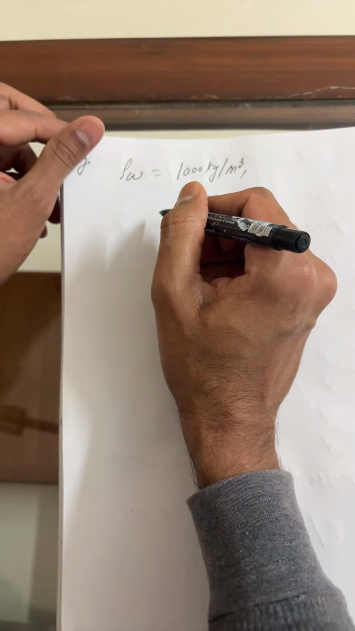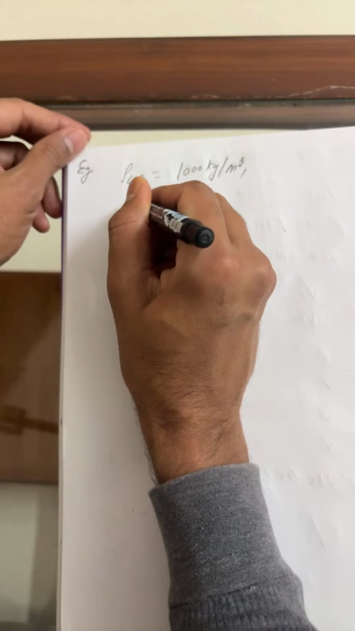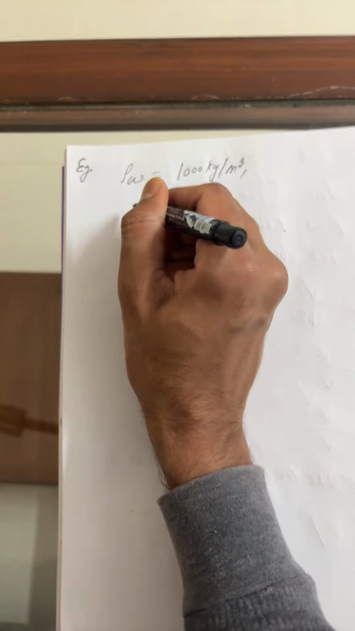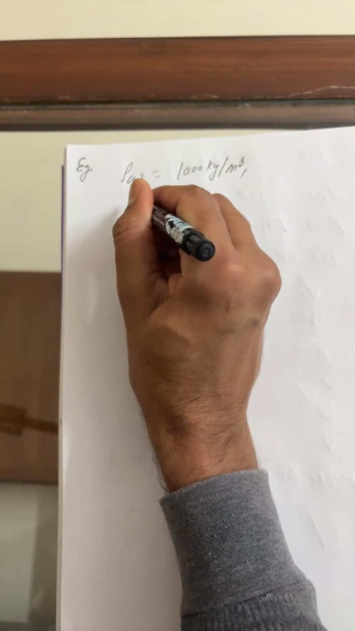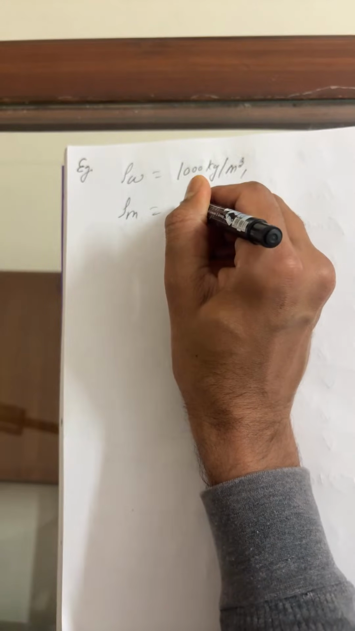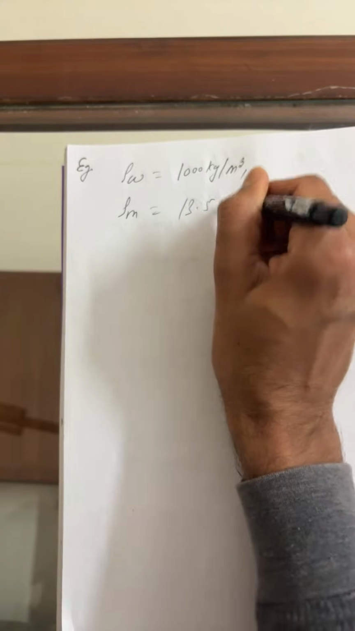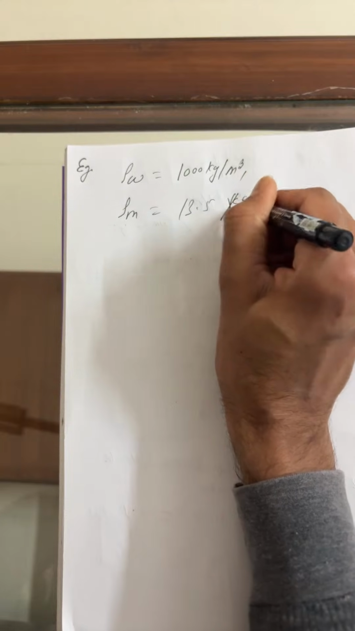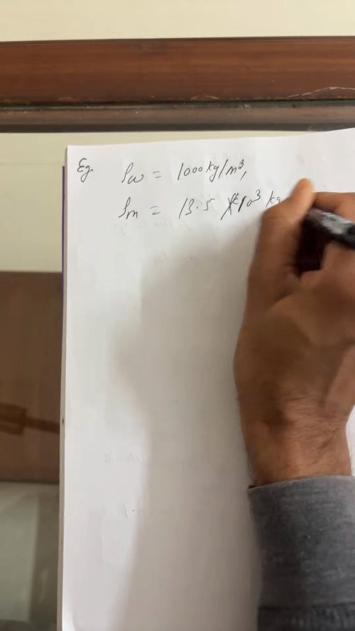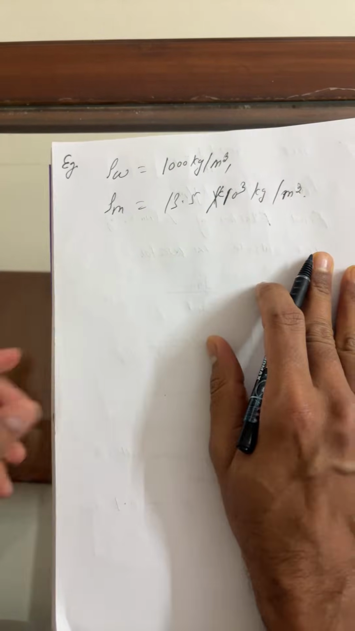In the question, as I remember, the density of water is 1000. The density of the material you can take as 13.5 into 10 to the power 3 kilogram per meter cube. Now, what is in the question here? That is the main point of the question.